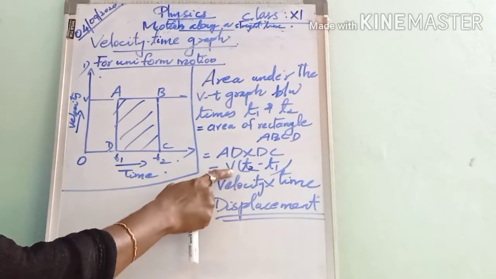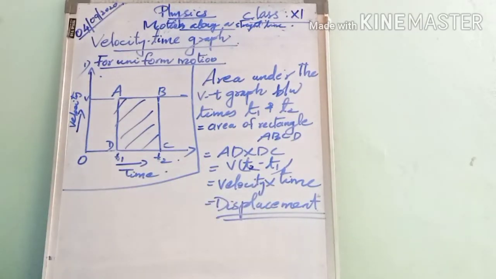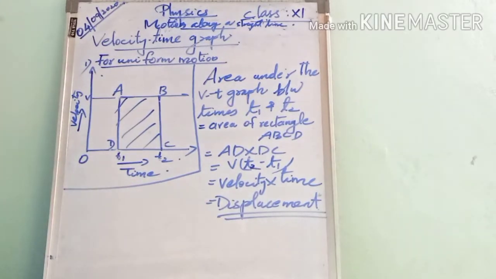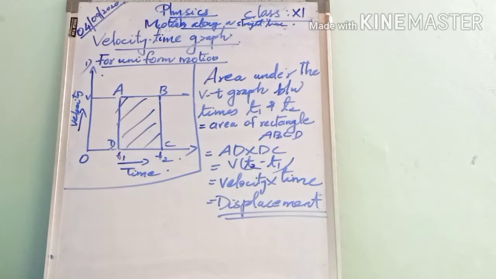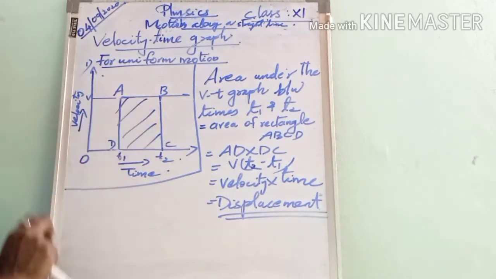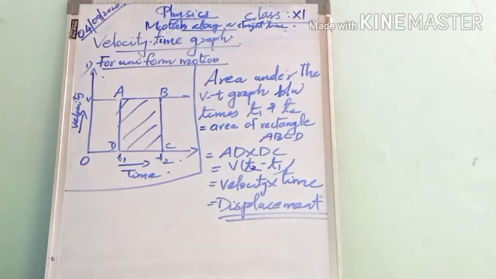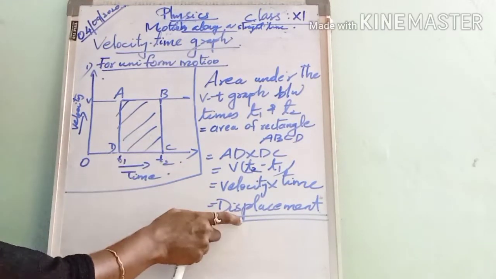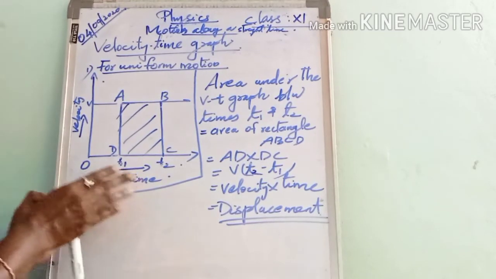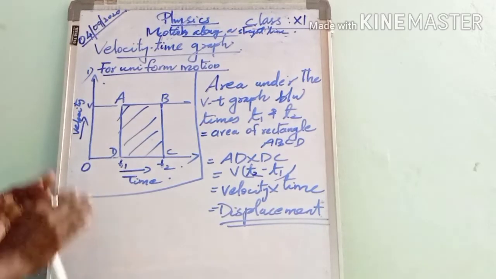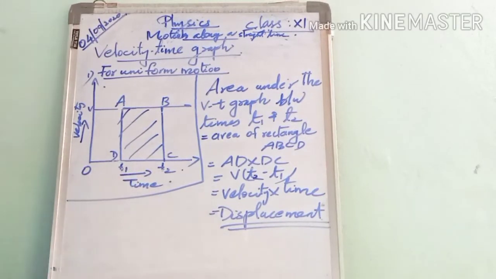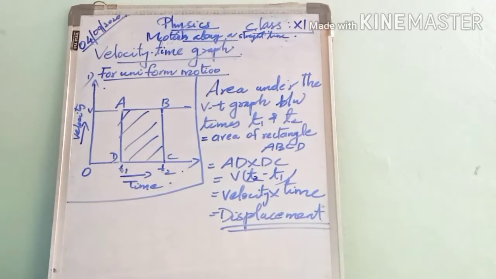So we can write this as velocity into time. You know what is velocity into time? It is equal to the displacement. So the area of the rectangle, or the area under the velocity time graph, is equal to the displacement. The area under the velocity time graph represents the displacement of the object. That is the significance of this graph. Using the velocity time graph for an object in uniform motion, we can calculate displacement.